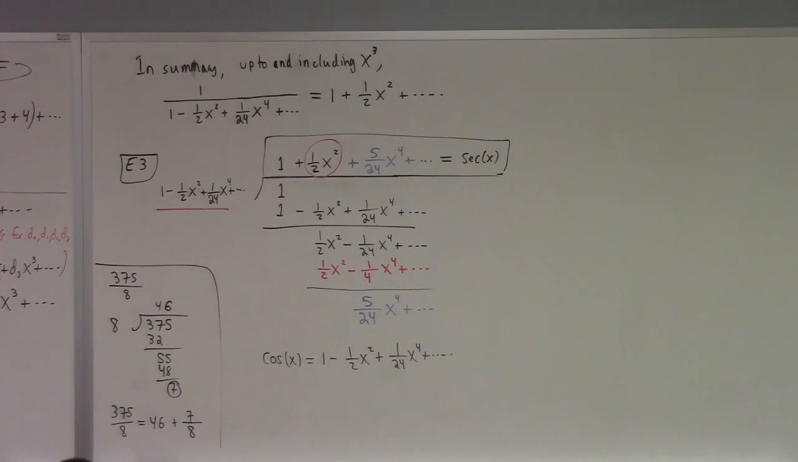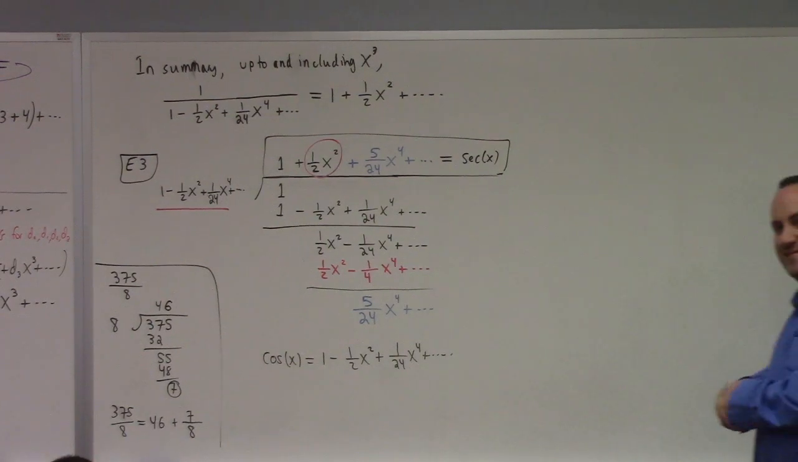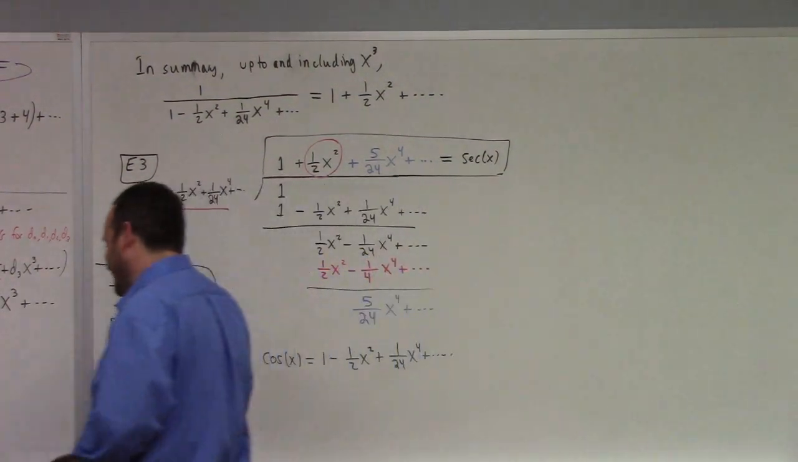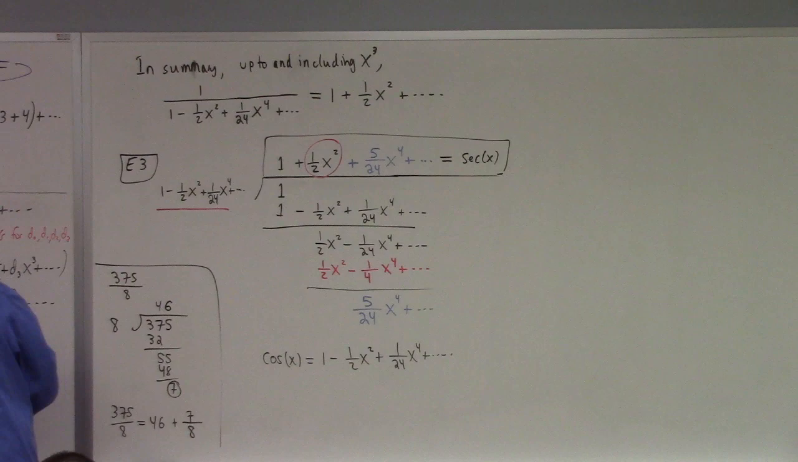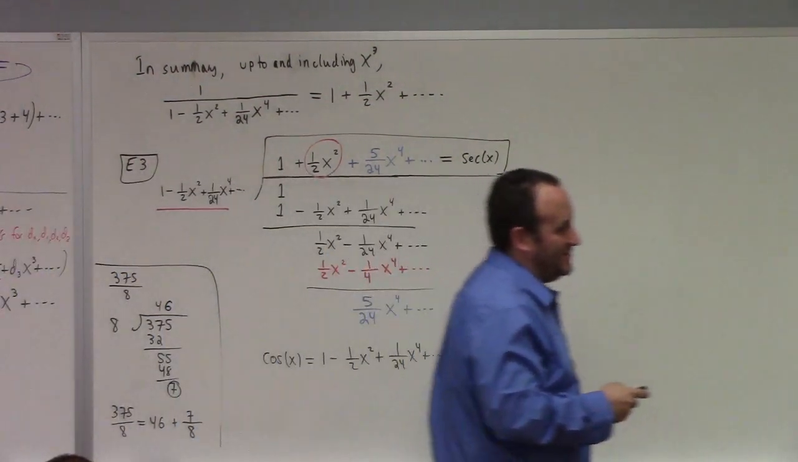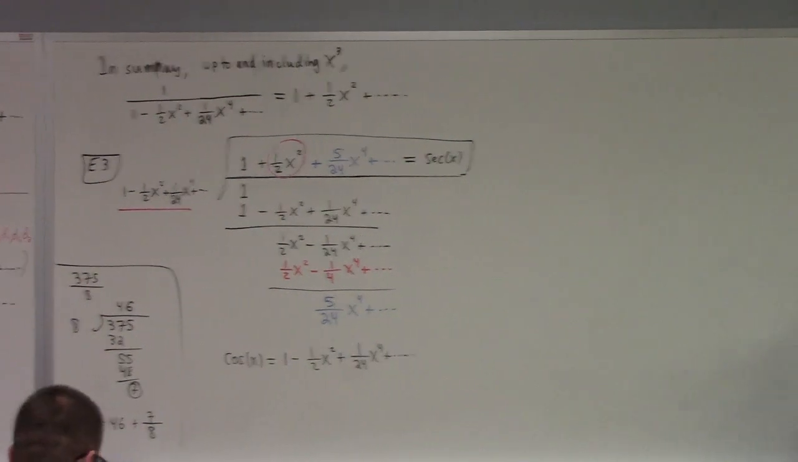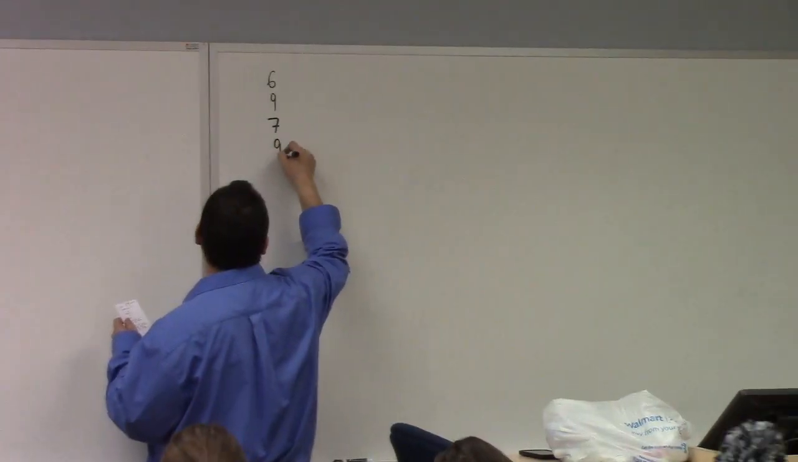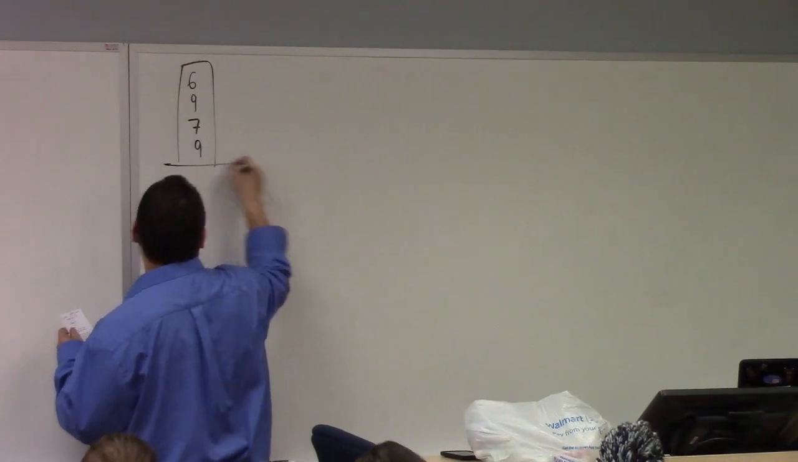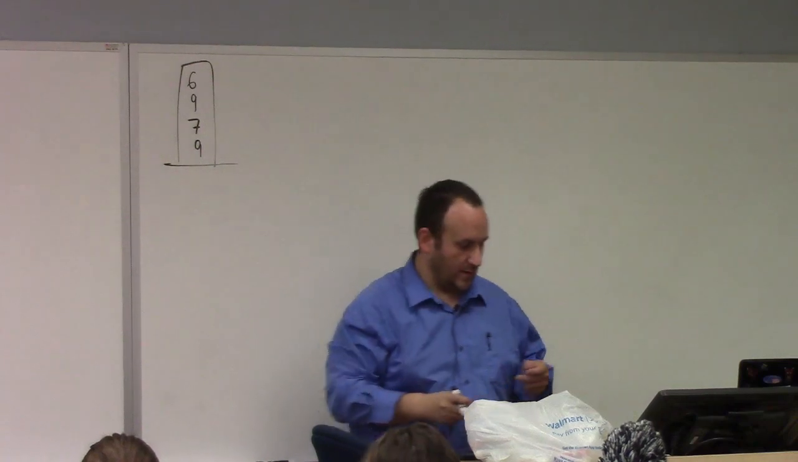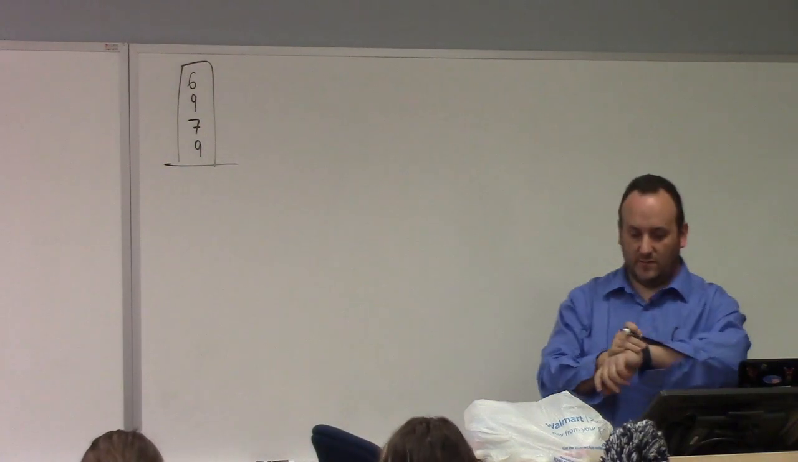So, at this point, it's time for us to have the talk. It's time for us to grow up. And by that, I mean we need to look at, well, before we do mature things, let's do something immature. 69, 79. There you go.